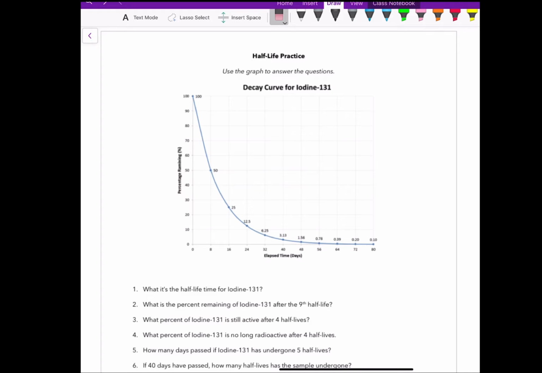This video is an answer key for the half-life practice. Check and make sure you got all of them correct, and if you got one incorrect, make sure you listen to the explanation. So a few things to notice about the graph before we get started.